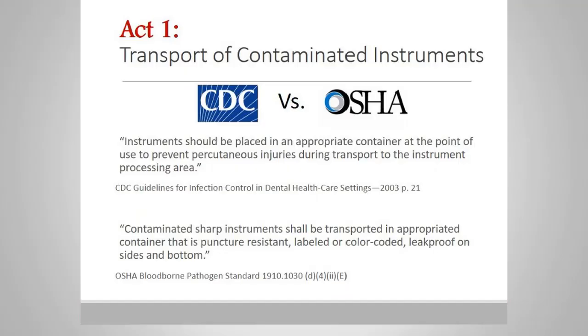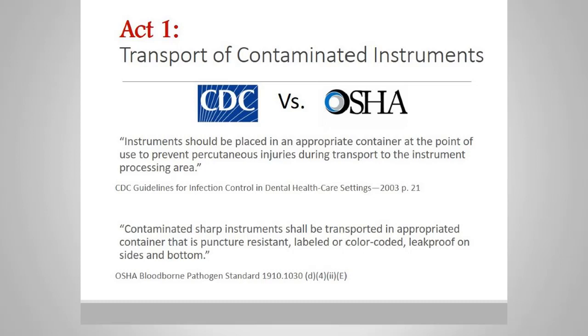Now we are on Act 1, the transport of contaminated instruments. In front of you, you see CDC versus OSHA, and I want to read two statements for you on what CDC and OSHA say about the transport of contaminated instruments. The first statement: instruments should be placed in an appropriate container at the point of use to prevent percutaneous injuries during transport to the instrument processing area. That comes from CDC guidelines.